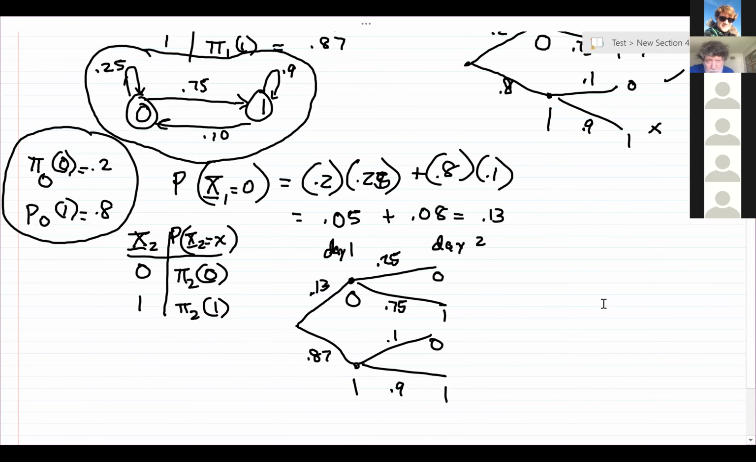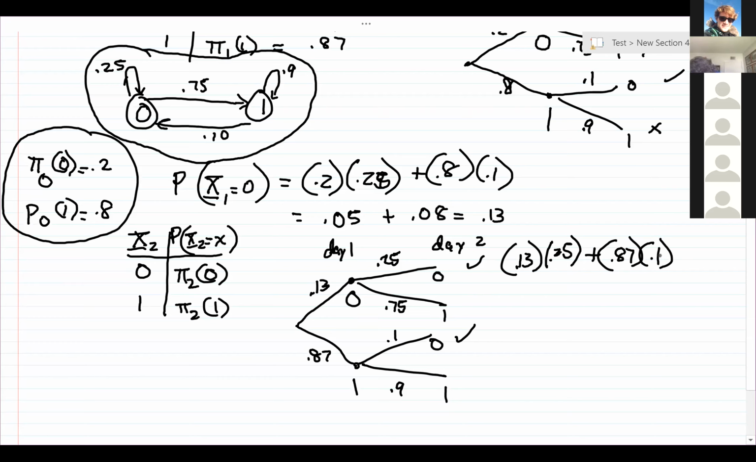So let's figure out the probability on day 2 of being broken. That is, let's figure out this thing right here. Well, I could be broken on day 2 by either going down this path or this path. So this way, the multiplication rule would give me 0.13 times 0.25. And this way, the multiplication rule would give me 0.87 times 0.1.